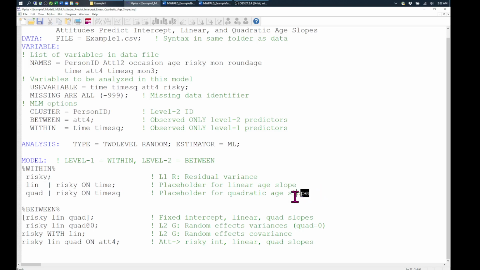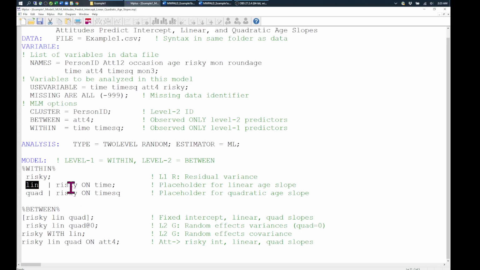Then here, this syntax that has this straight bar is defining the placeholders for the individual slopes. So the regression of time predicting risky behavior. So y on x is the way to think about it. Whenever I get confused, I just try to remember that on looks like an equal sign. So if when you write the equation, it's y equals slope times x, and so on, it goes in the same order. So on and equals are synonymous in my mind. The name for this regression I have called lin, meaning that's my linear slope.